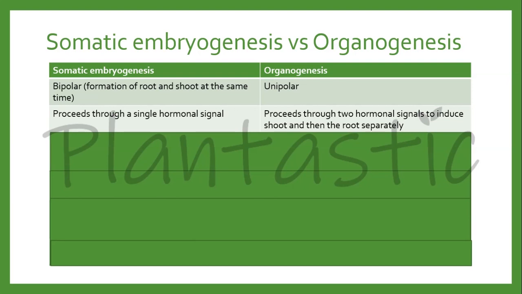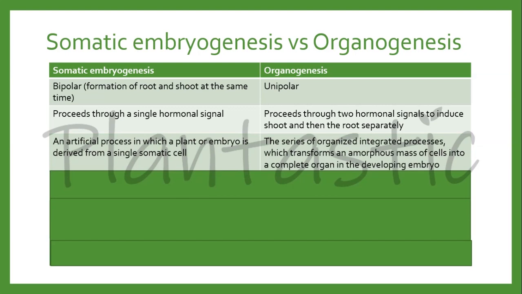Somatic embryogenesis proceeds through a single hormonal signal, whereas organogenesis proceeds through two hormonal signals to induce shoot and then induce root separately. For example, in micropropagation, we usually use cytokinin to induce a shoot, followed by auxin to induce the root. Somatic embryogenesis is an artificial process in which a plant or embryo is derived from a single somatic cell.